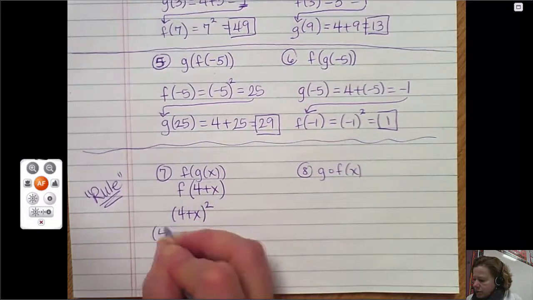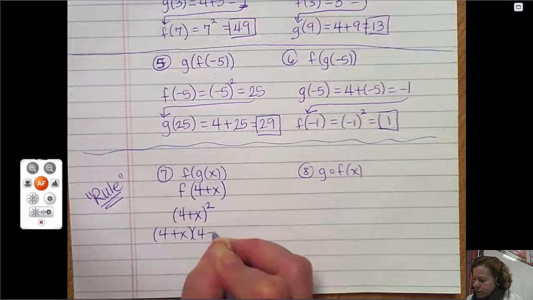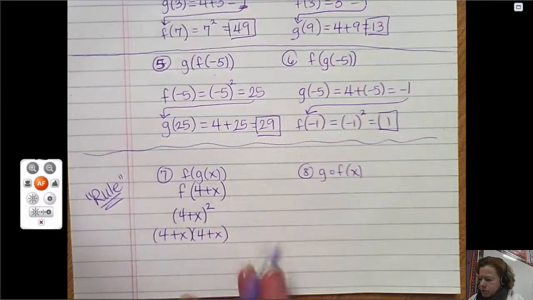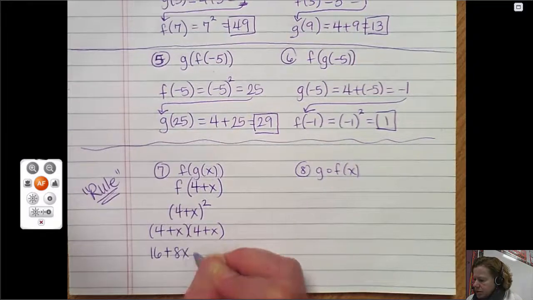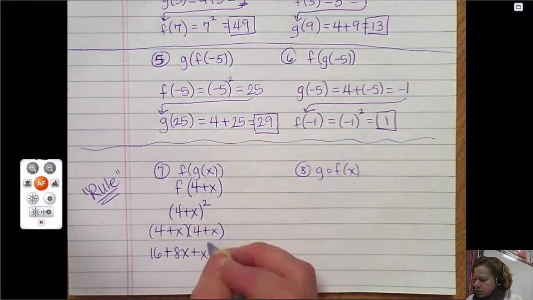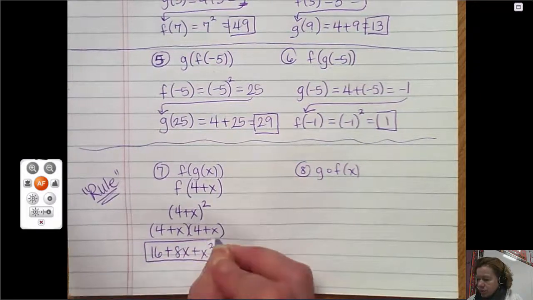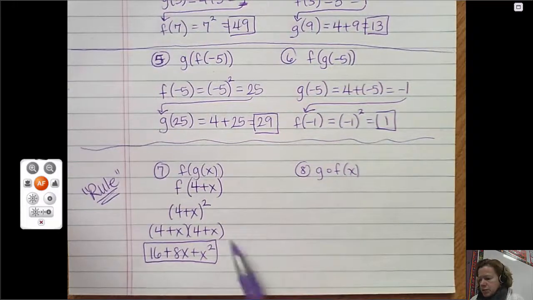It's a nice reminder of our binomial operations. I multiply that by itself and double distribute. So I'll end up with 16 plus 8x plus x squared. If you'd like to put that in standard form, you can, but you don't have to. So when I substitute in a variable, I get another expression.